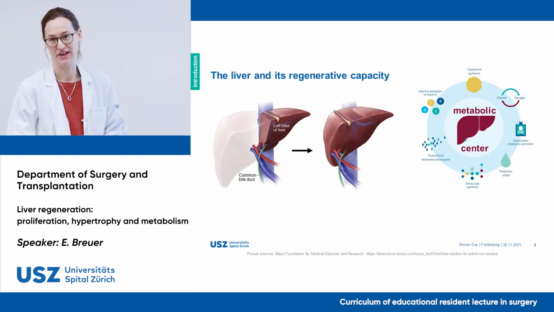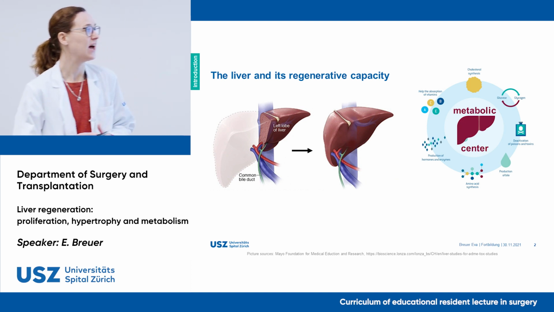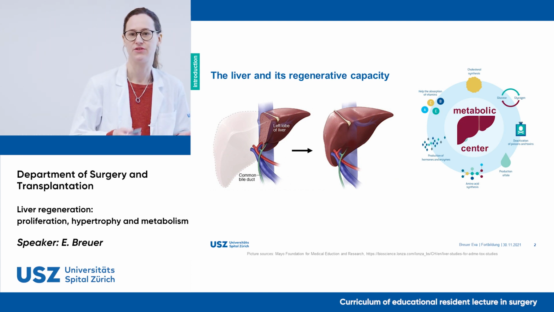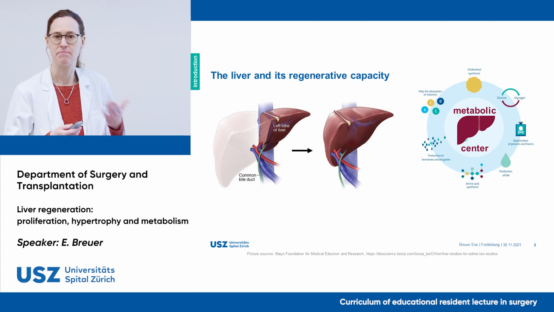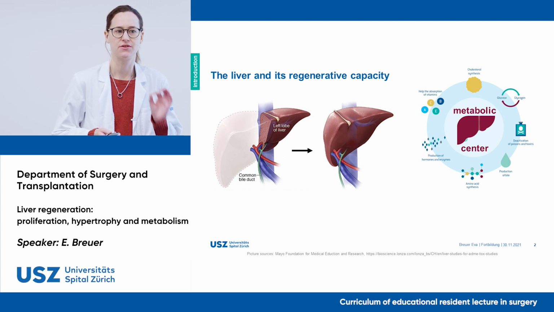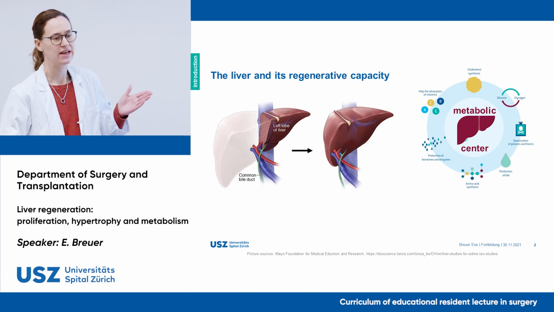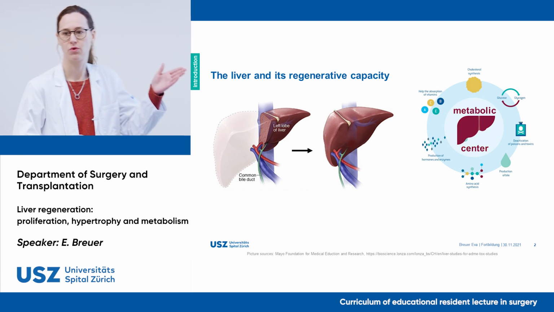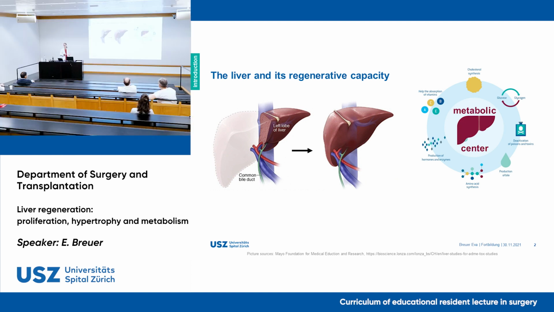So let's start with the liver. We all know the liver is our central metabolic organ in our body. It has many different functions. It stores and regulates glucose and fat. It produces amino acids. It has many detoxifying functions. And it has one unique thing: it can regenerate. So we can take away about 70 to 80% of the liver tissue, and the rest will grow back to its initial size within weeks. This is unique.